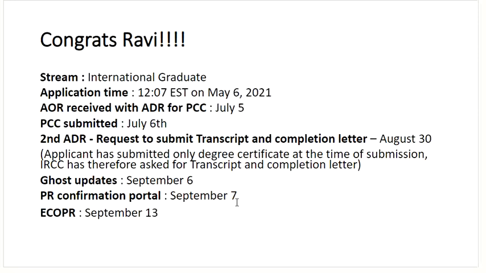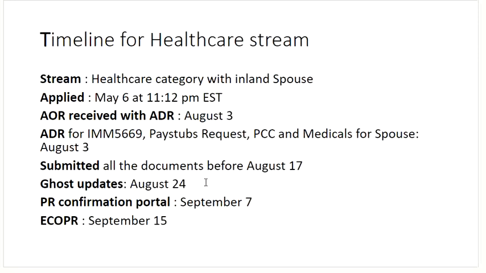So he got the PR confirmation portal on September 7th, immediately after one day. And then he got the ECO PR on September 13th. So this is one of the cases. Moving on to another timeline, that's for healthcare. Now the applicant has applied with an inland spouse, which means the applicant's spouse is very much in Canada. The applicant applied on May 6th at 11:12 p.m. Eastern Time, and the AOR was received with an ADR on August 3rd.